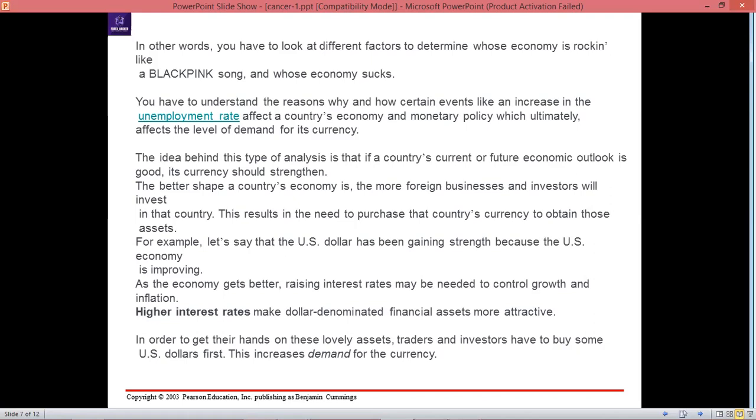The idea behind this type of analysis is that if a country's current or future economic outlook is good, its currency should strengthen.